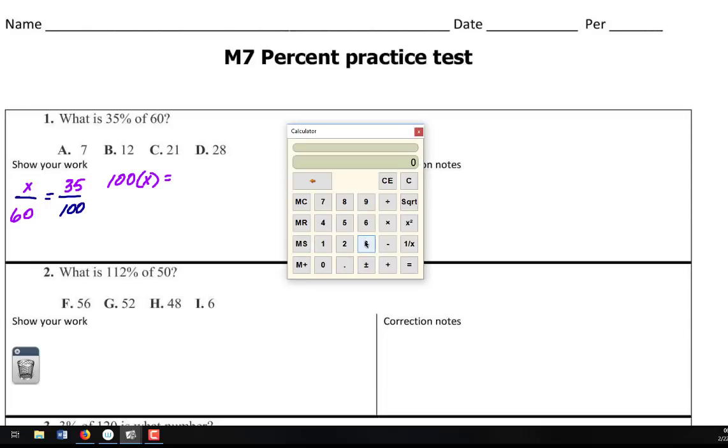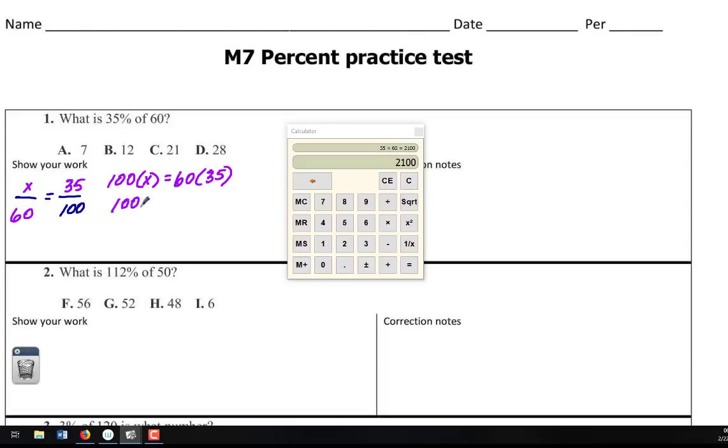Now you're going to get a calculator for the test because we're going to use real tools for real math here. So 2,100. And then actually let me show you where I got that 2,100. That was the 60 times the 35. When you're showing your work on the test, you're going to show steps like this. Even if you're using the calculator to do the math, you're going to show what you did for your work.